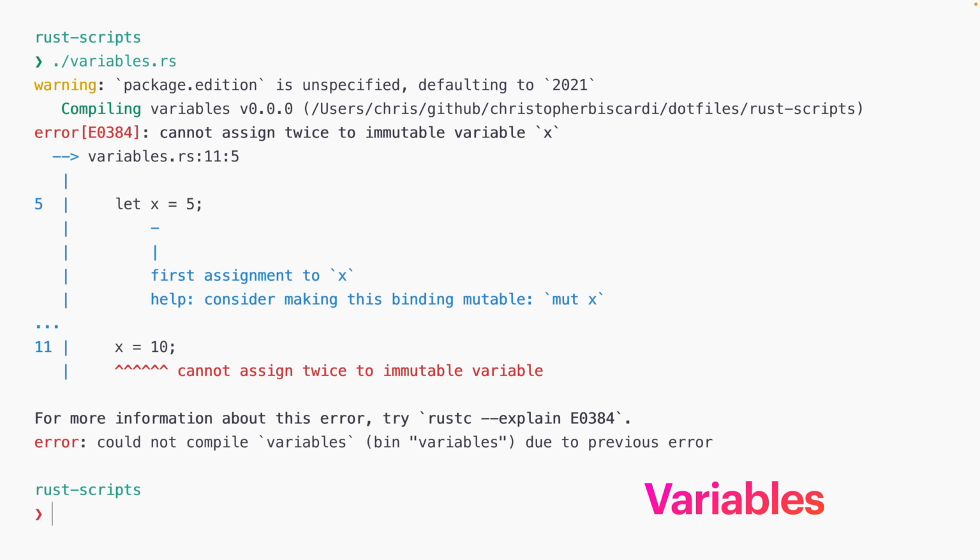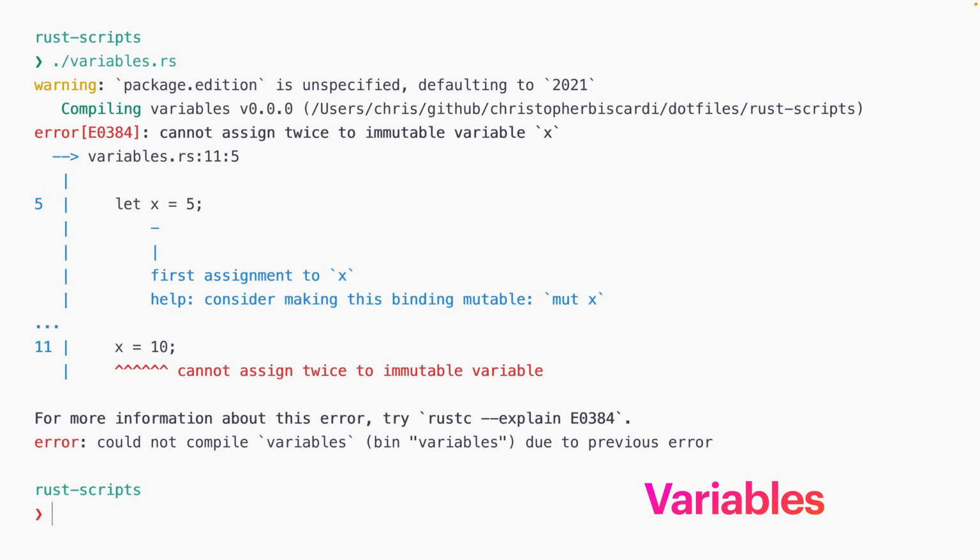So we have the code on line 5, which is let x equals 5, and we have the code on line 11, which is where we try to reassign x to 10. The red error message says we can't assign twice to an immutable variable, which is true because we did let x equals 5. The blue text is kind of like help text.